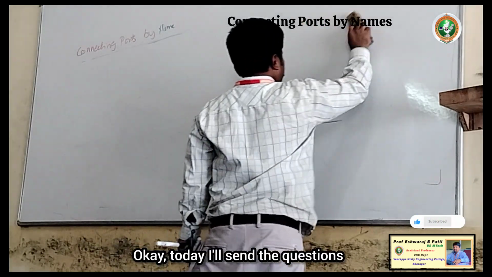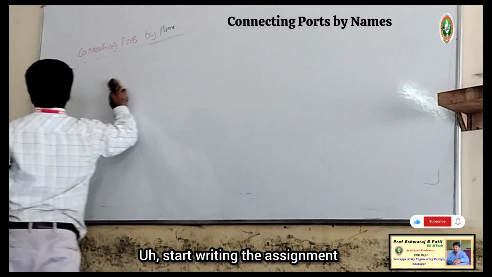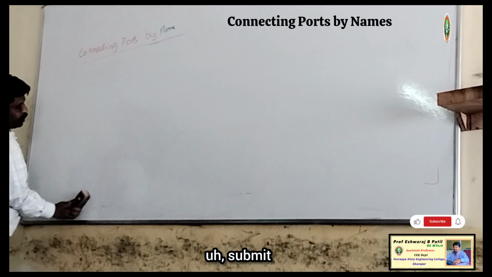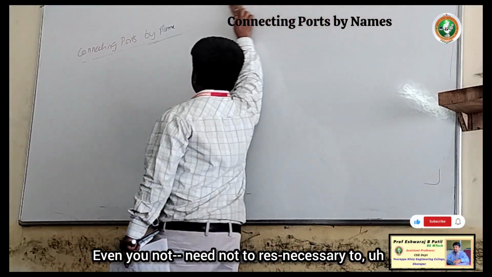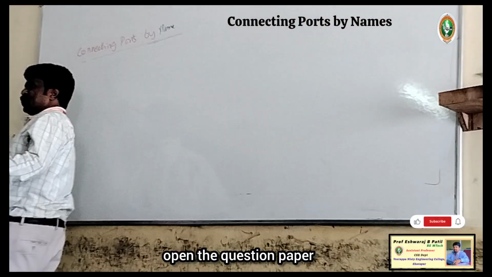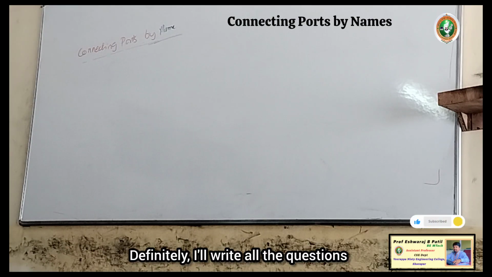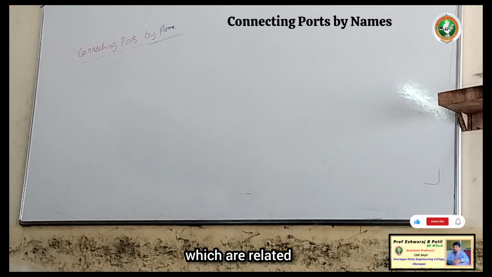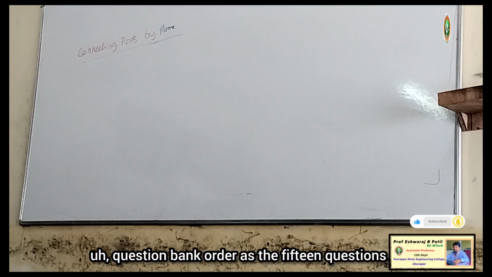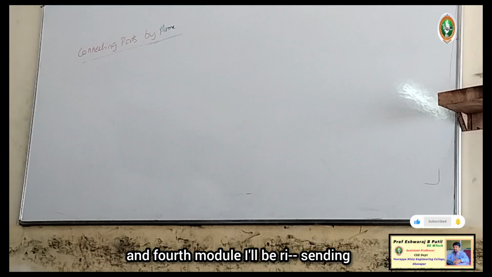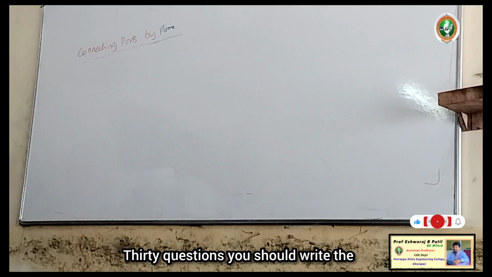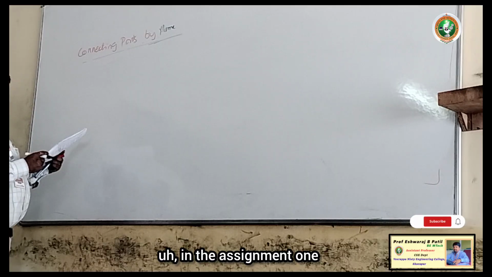Okay, today I'll send the questions. Start writing the assignment; the first assignment should be submitted. I'll refer to all the question papers. Don't worry, you need not necessarily open the question paper. I'll write all the frequently asked questions in question bank order: 15 questions from the first and second modules, and another 15 from the third and fourth modules. You should write these 30 questions in assignment 1 and assignment 2.